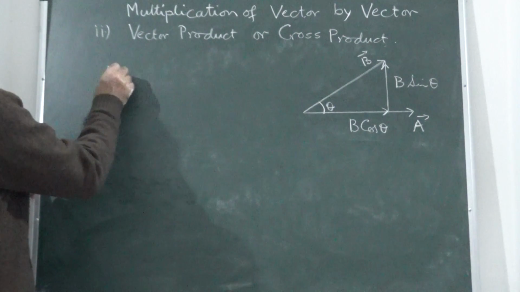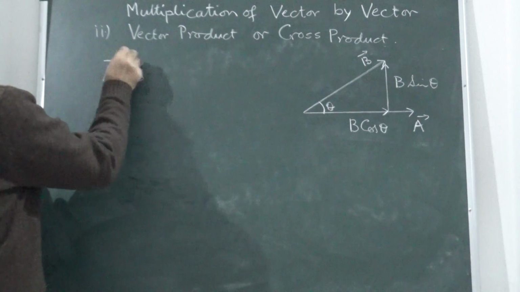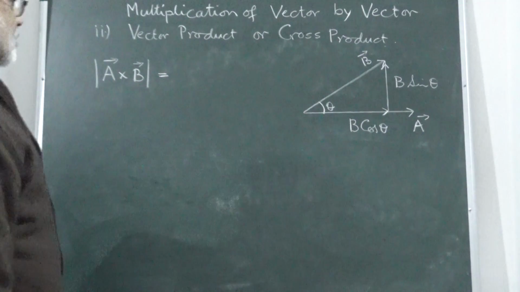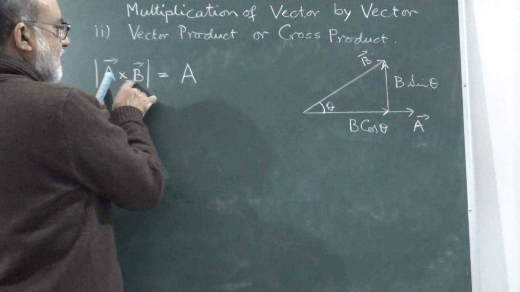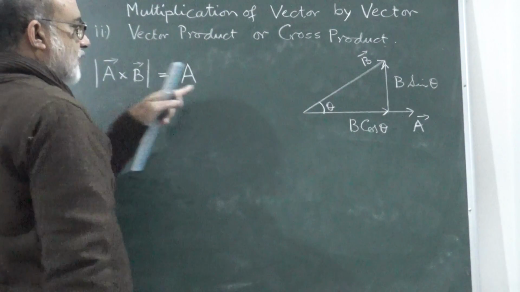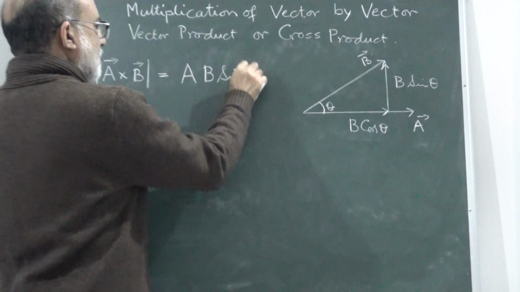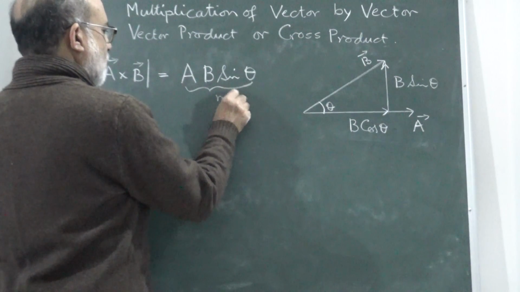A cross B is the magnitude of A cross B. It's the A multiplied by not B but its component perpendicular to A. That is A B sine theta. So this is the magnitude.